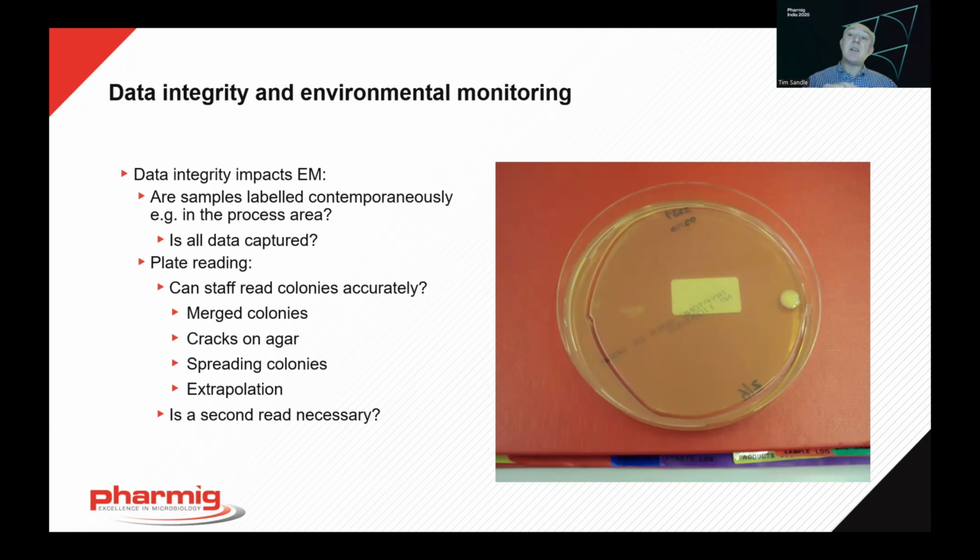We also need to consider whether we want to have second reads as well, so that we have a second analyst verifying what the first analyst has read. That's something which FDA are quite keen on. Other regulators don't necessarily push for that.